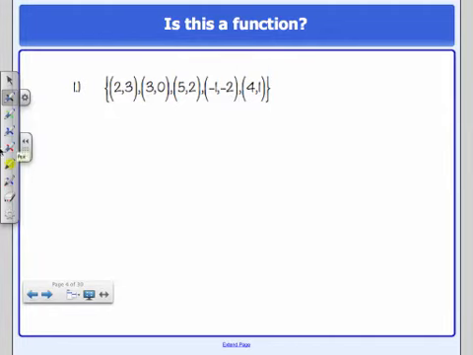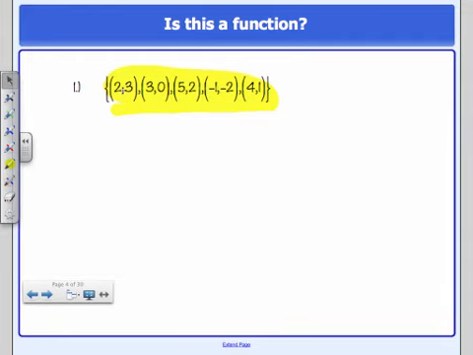So if you look right here, we have a set of coordinates. So this is a relation right here because each x value, each input is associated with some type of output. So for example, this 2 is associated with this 3. This 2 is an x though, this 3 is a y. This 3 is an x, so it's not the same thing. This 3 is associated with a 0. This 5 is associated with 2, so on and so forth.